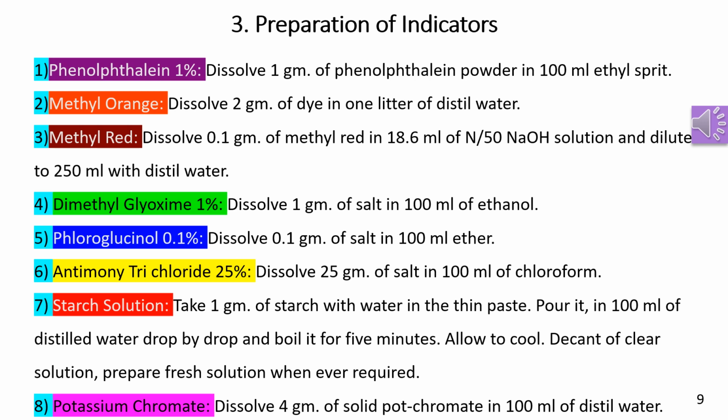Besides these types of indicators, we can prepare different types of indicators for the manufacture of vegetable ghee.